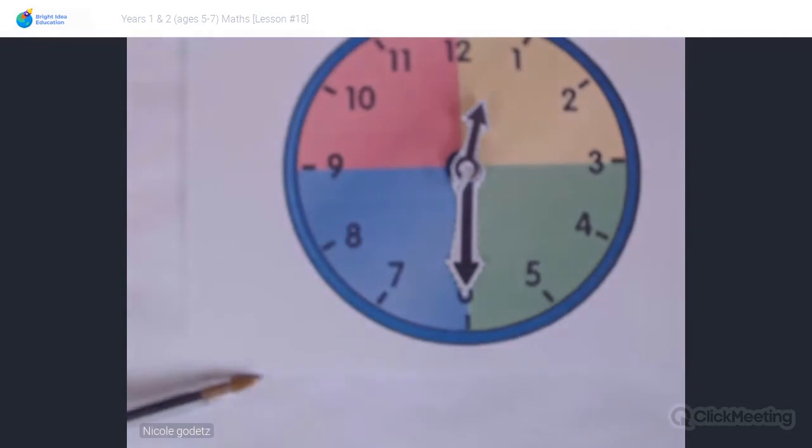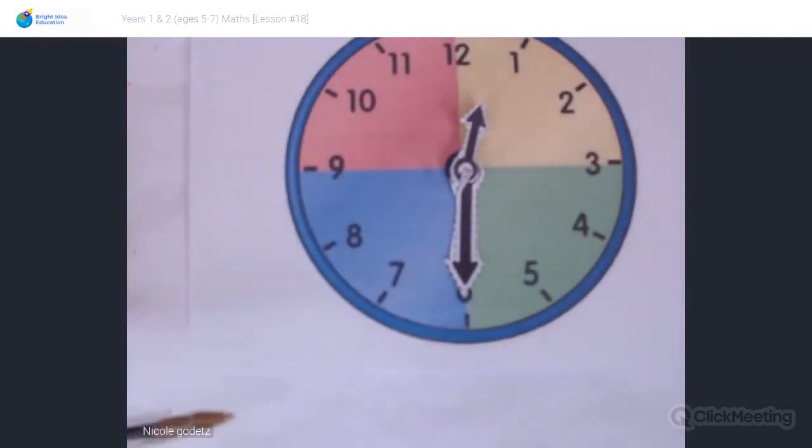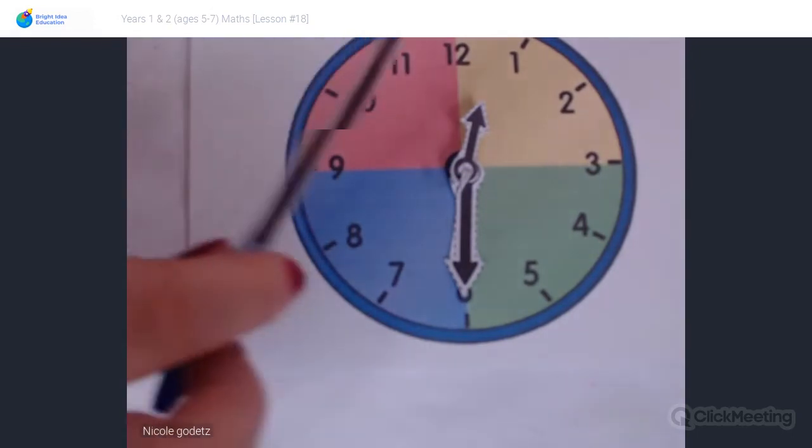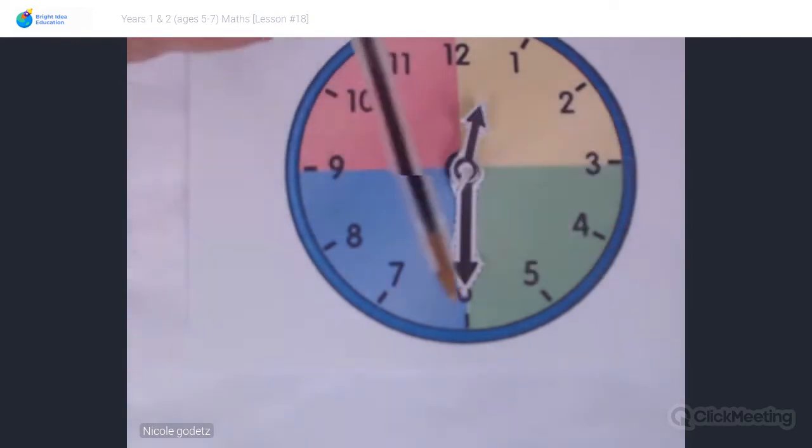From quarter past 12 to 12:30. How many minutes to go halfway around the clock? 15 minutes to go quarter past. How many minutes to go to 12:30? 30 minutes.